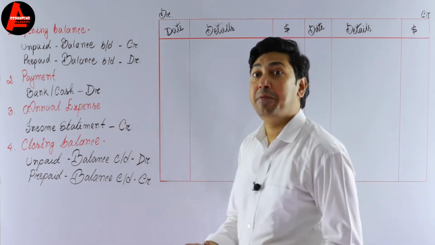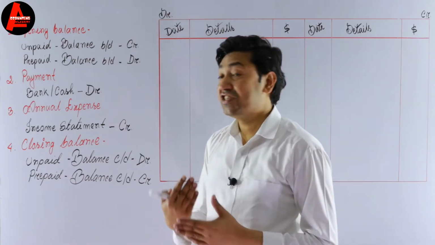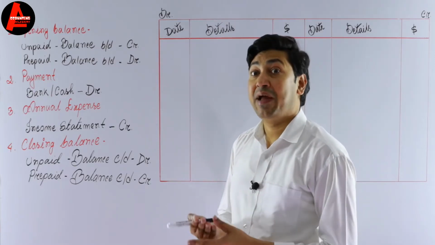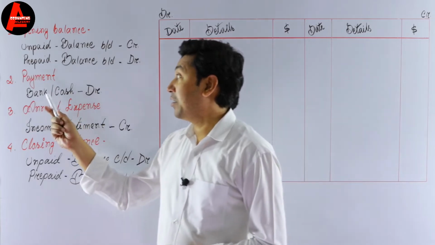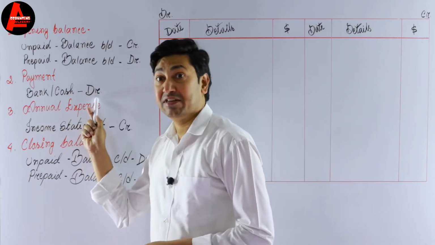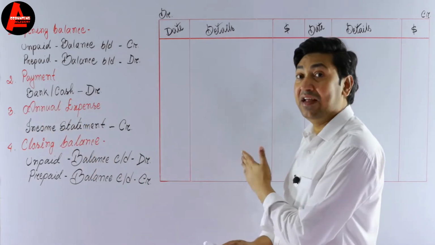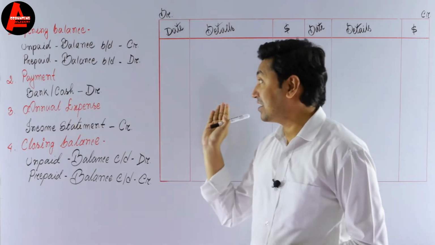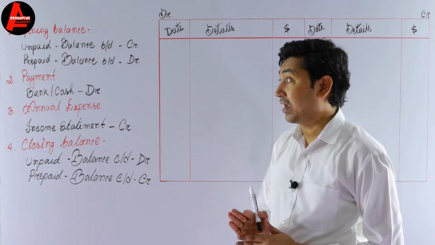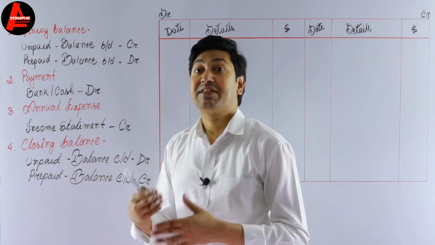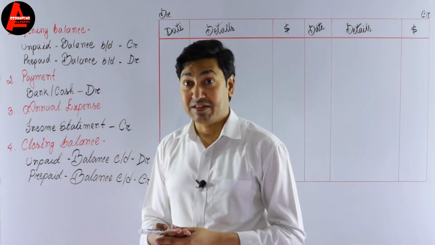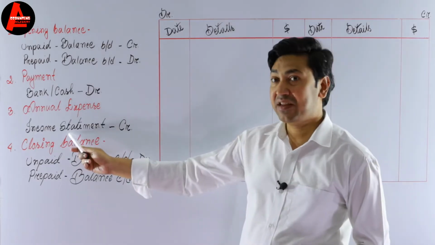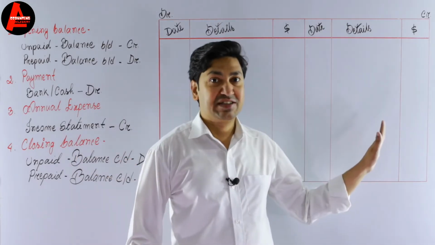Then payment is made by check or in cash. If payment is made by check or by bank transfer, we write bank on the debit side. If payment is made in cash, then we record cash on the debit side, not bank. Then annual expenses means annual electricity expense. If it is given in the question, we write income statement on the credit side.